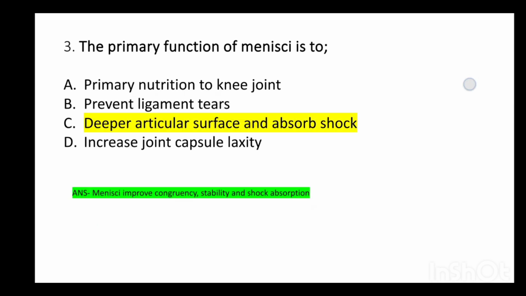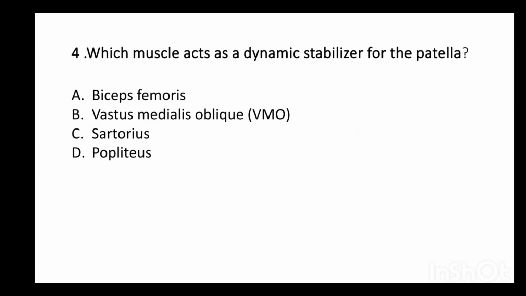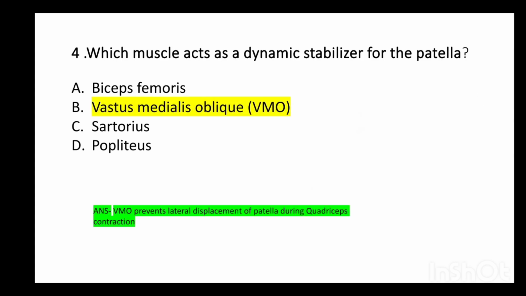Our next question is, which muscle acts as a dynamic stabilizer for the patella? Biceps femoris, vastus medialis obliquus, sartorius, popliteus. And our right answer is vastus medialis obliquus. VMO prevents lateral displacement of patella during quadriceps contraction.